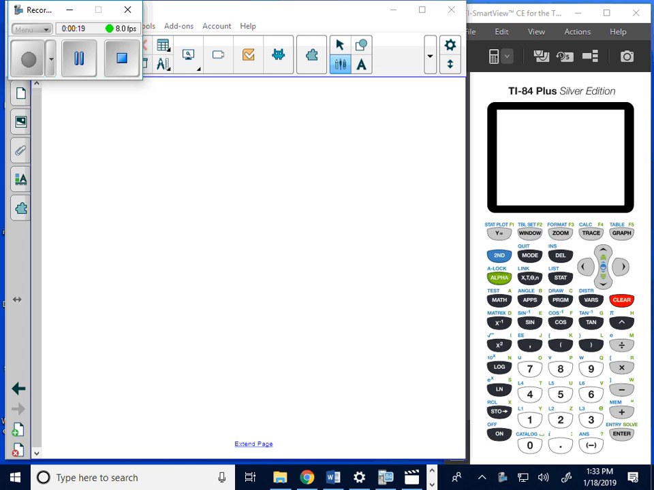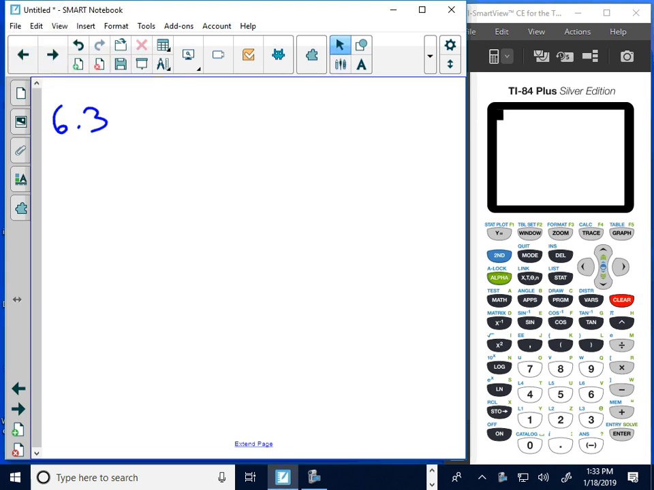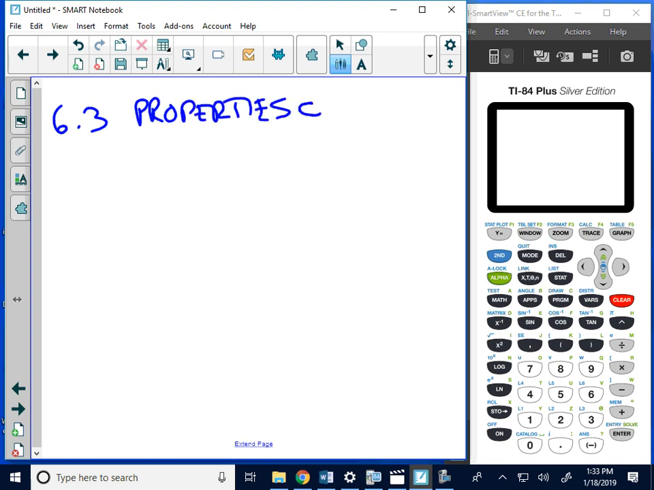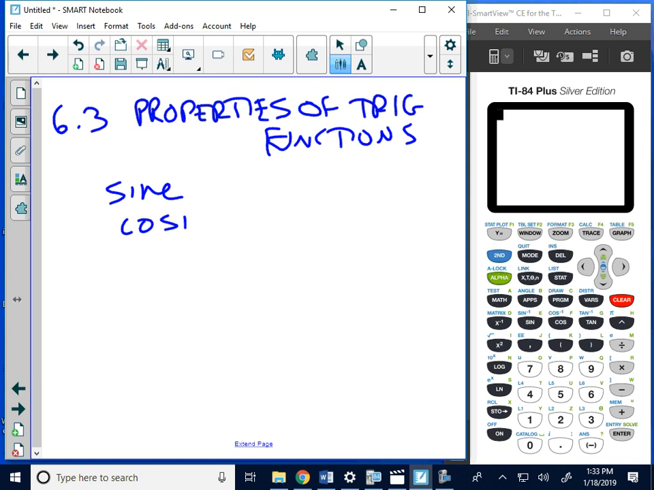This is 6.3, properties of the trig functions. And if this class is anything like my A period class, we'll get the sine and cosine today, and we'll keep the tangent and the reciprocal functions for Tuesday.